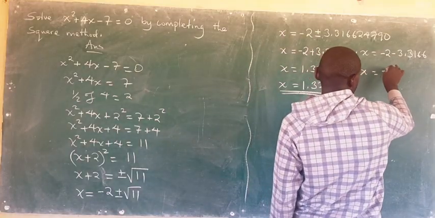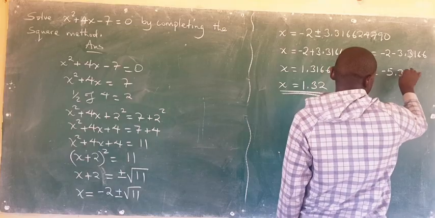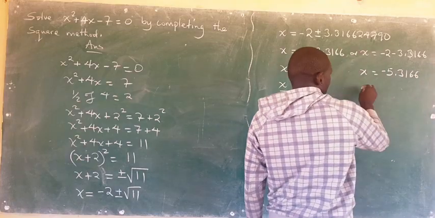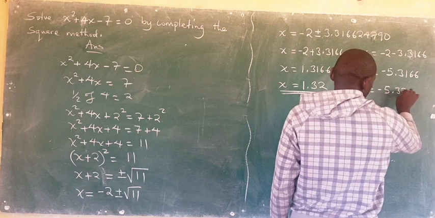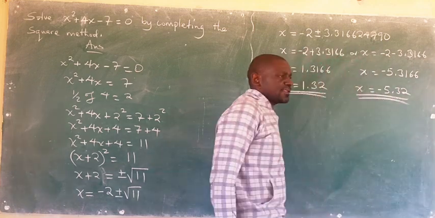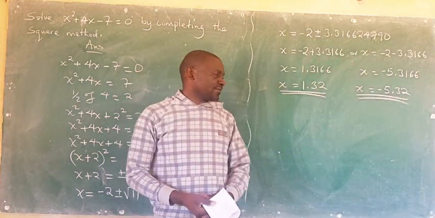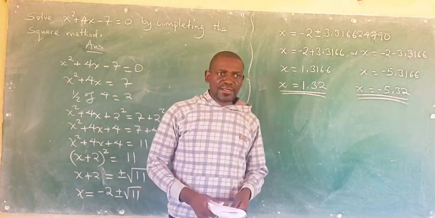Then let's see what we get from here. This and that gives us negative 5.3166. And then if we round it off, that's negative 5.32. So these are the answers, and that's how we can solve this equation using the method of completing the square.